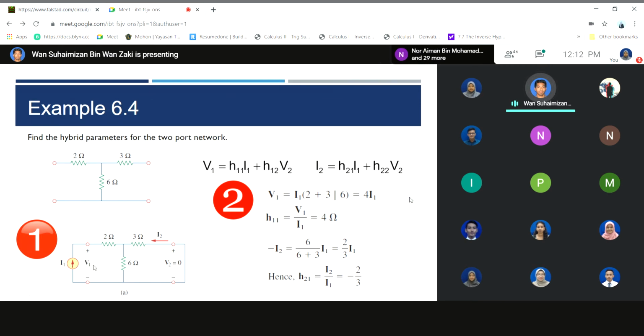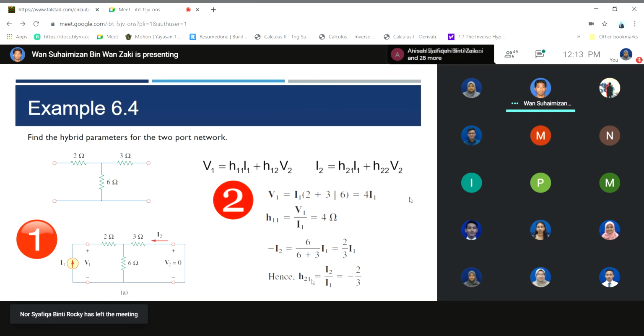So how to get V1 and I1? Basically, you can use Ohm's law, because this is a short circuit, with 3 and 6 ohm in parallel. You get the total resistance for this circuit after this parallel combination plus 2 ohm. So V1 equals I1 times the total resistance, which gives you 4 I1. So H11 equals V1 over I1. This one is straightforward: Ohm's law gives H11 equals 4 ohm.